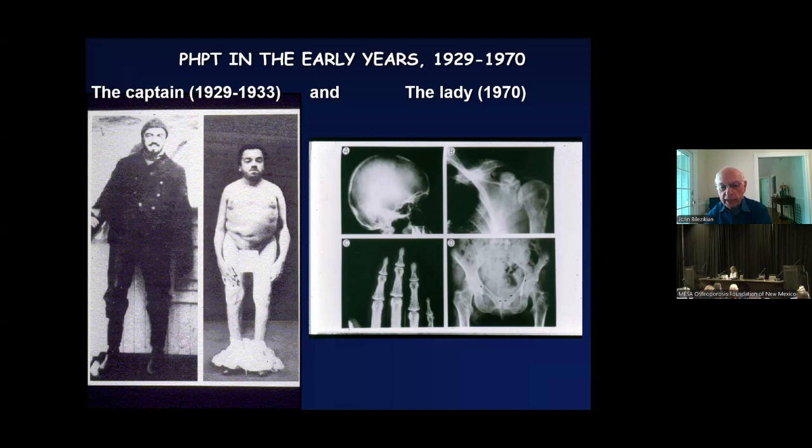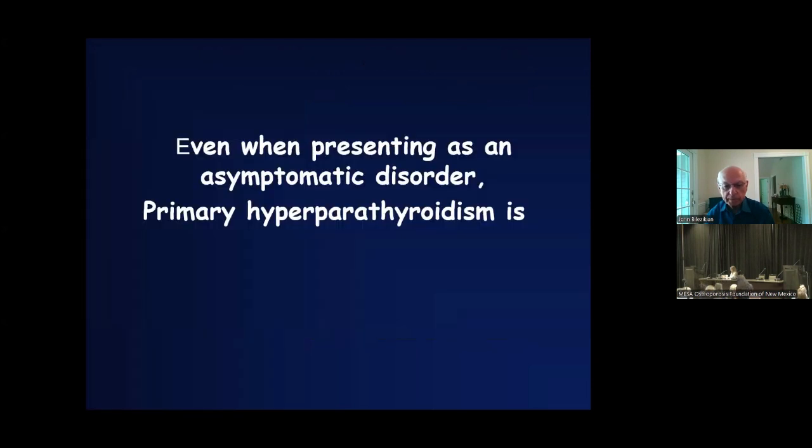On the right, these are skeletal radiographs of a patient I took care of years ago, illustrating the classic radiographic features. In the upper left, the salt and pepper degranulation of the skull. On the upper right, the distal clavicle you can't even see. The lower left, there's subperiosteal bone resorption. And in the lower right, this is a woman whose bones are literally riddled with osteitis fibrosa cystica.